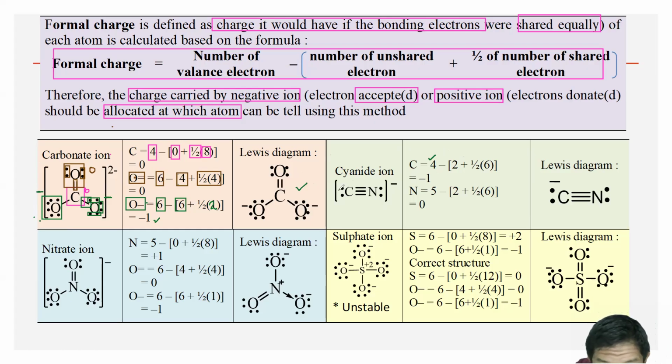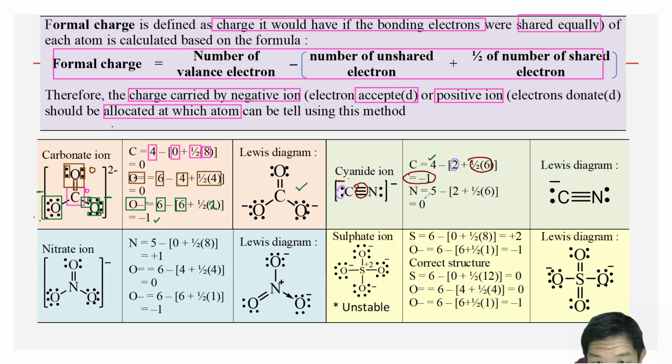So you have 1 bonding pair electron and triple bond in here. So you have 2 unshared electrons as I circle it. Okay, and then you have triple bonds in here, this one. So you have half times 6 here, 6 bonding electrons. So you get 4 minus 2 plus 3, you get negative 1. So this carbon will hold a charge of negative 1 in here.